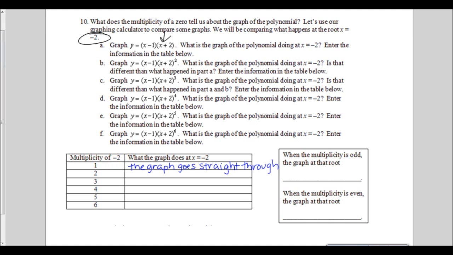Okay, so if I looked at the 0 right here, it was just going like that. It went right on through. If this was my x-axis and this is my function, it goes straight through.